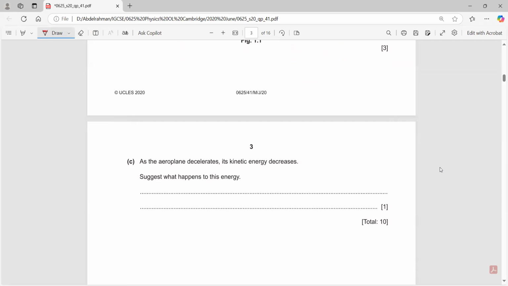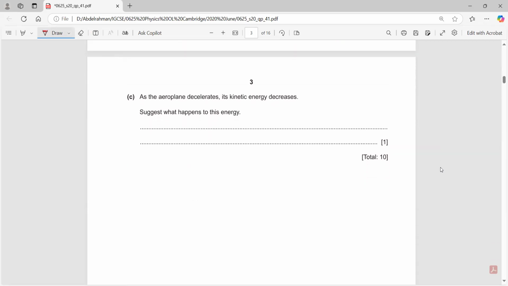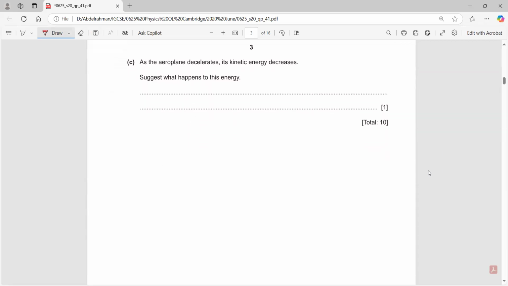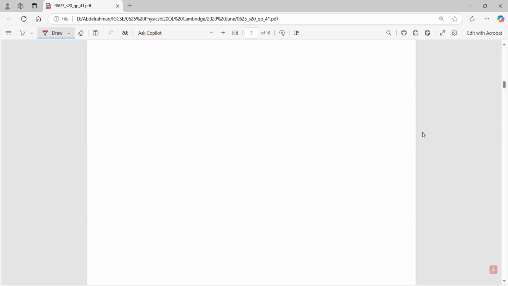As the airplane decelerates, the kinetic energy decreases. What happens to this kinetic energy? Due to the brakes, this kinetic energy is transferred as thermal energy, or heat energy, lost to the environment as heat energy.